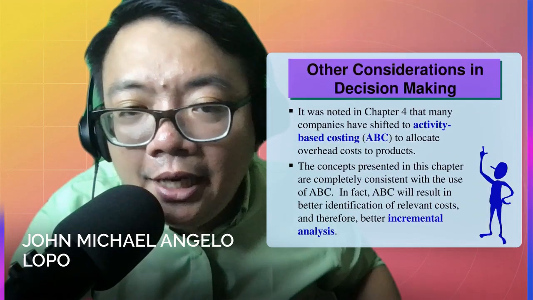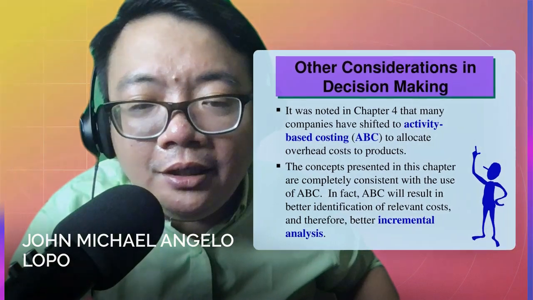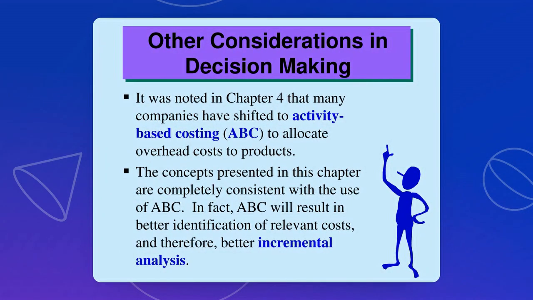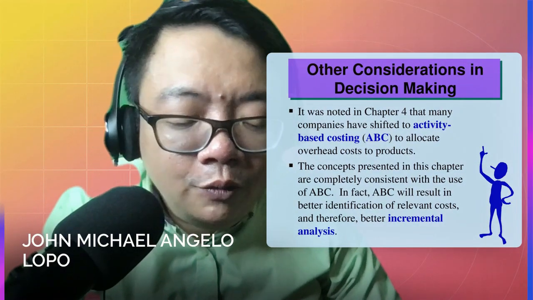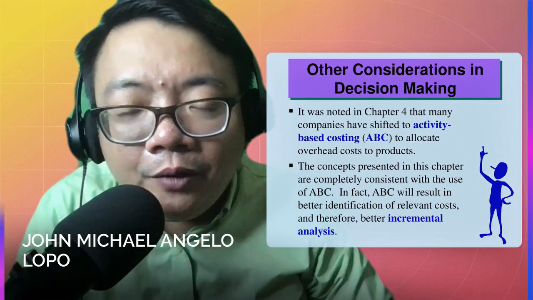Okay. So the last consideration is also about your activity-based costing. We discussed already activity-based costing to allocate the overhead cost. The concepts presented in this chapter are completely consistent with the use of activity-based costing. In fact, activity-based costing will result in a better identification of relevant costs. Don't worry, class. I will discuss relevant costing soon when we are in the incremental or relevant costing.